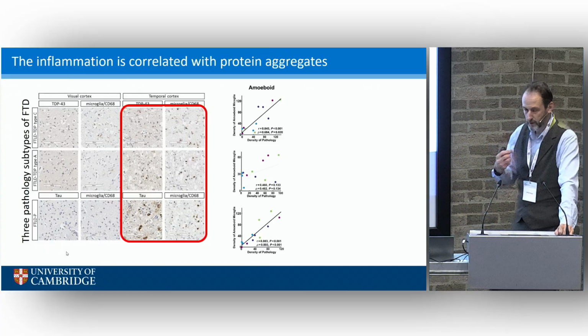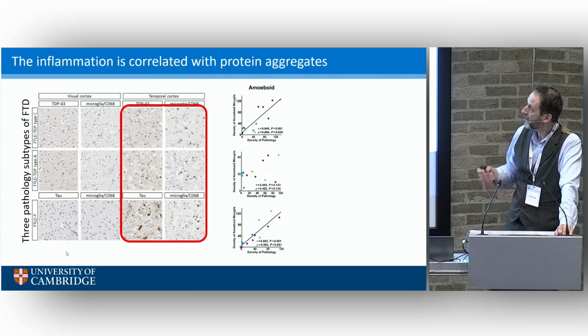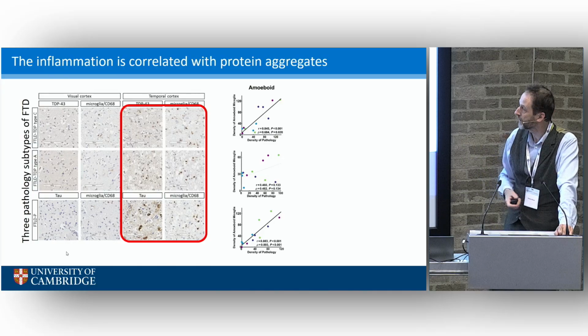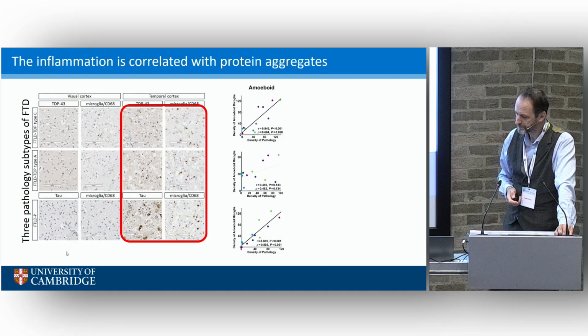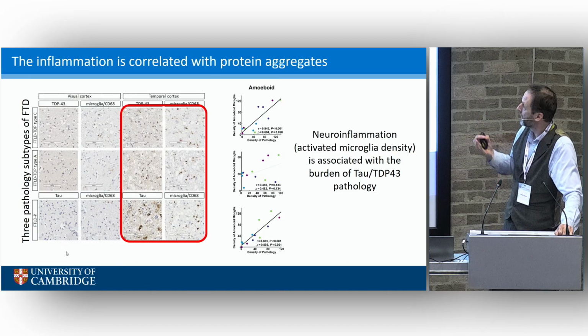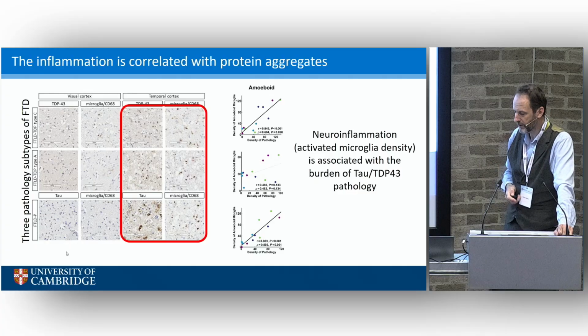Indeed, when we do look at the morphologies, we see this is particularly the case for the amoeboid microglia, and it's not the case for the resting or ramified microglia. It's only there for the amoeboid microglia. So, neuroinflammation is associated with that burden of the tau or TDP molecular pathology.